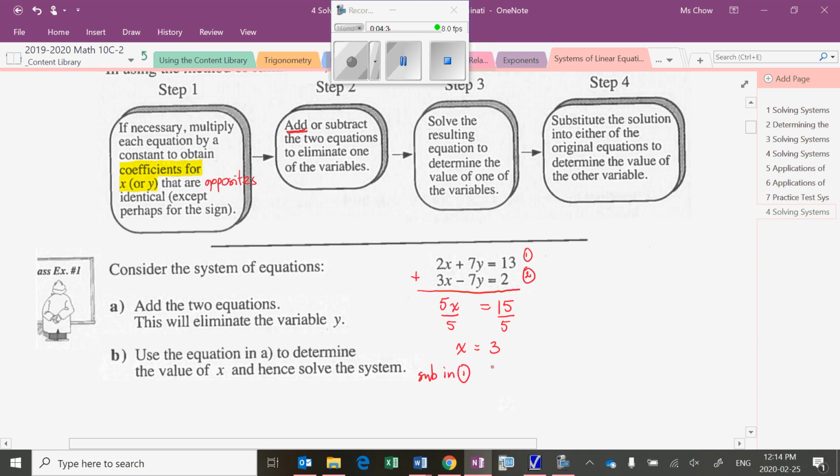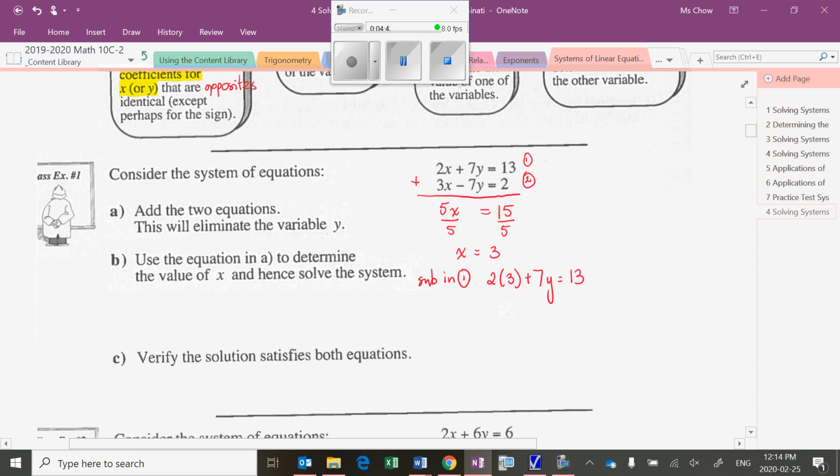Both will work. So we'll have then 2 times 3 plus 7y is equal to 13, and then we'll just solve for y now. So we've got 6 plus 7y equals 13, and subtract 6 from each side. So 7y is equal to 7. Divide both sides by 7, and we quickly can see that y equals 1. So we have x equals 3 and y equals 1.